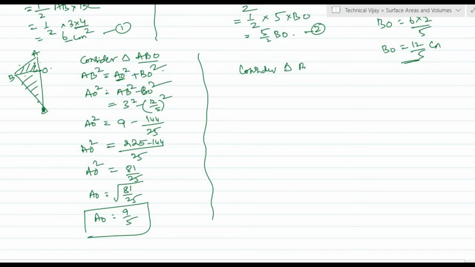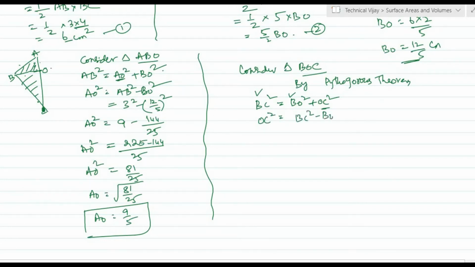Consider triangle BOC. In this triangle, same by Pythagoras theorem, OB is the height and BC is the hypotenuse. So BC square is equal to BO square plus OC square. BC we know, BO also we know, OC we can calculate. That is OC square is equal to BC square minus BO square.